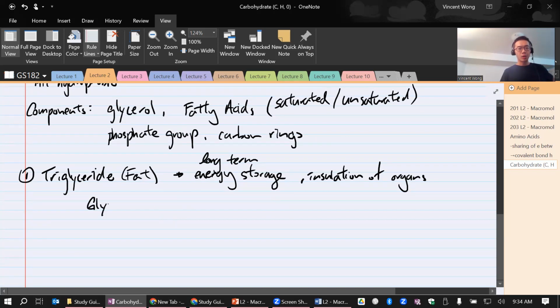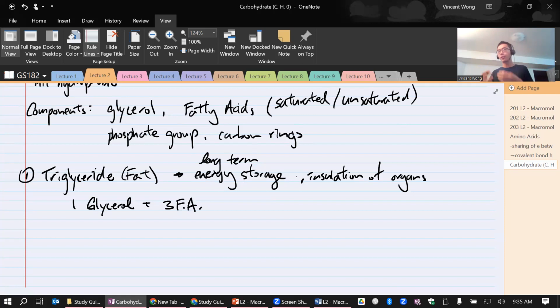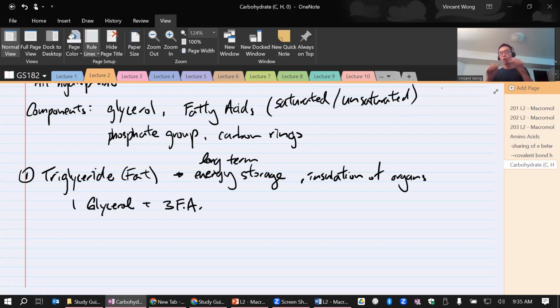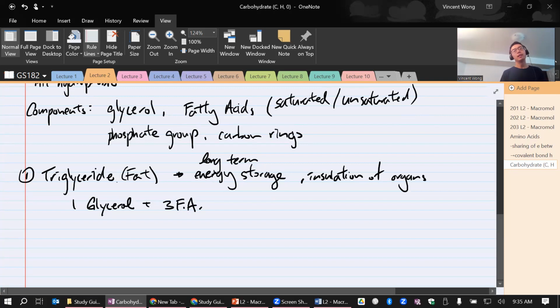Okay, let's take a look at the components. It is glycerol, 1 glycerol plus 3 fatty acids. All right. And I just want to remind you, all these things are connected through dehydration synthesis, right? Take in an OH from one, take in an H from the other, pull the water out, and then you form a covalent bond, right? A covalent bond is a bond where they are sharing electrons. So that's 1 glycerol plus 3 fatty acids.